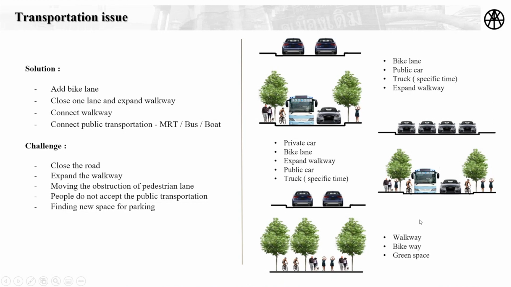And this is our design to expand the walkway and remove obstructions from the pedestrian lane. For two lanes, it becomes a private car and bike lane and an expanded walkway, and for public cars and trucks, it has a specific time. Then the four-lane version has a private car and bike lane and expanded walkway, and for public transport and trucks. And the third one is for walkway, bike, and more green space.